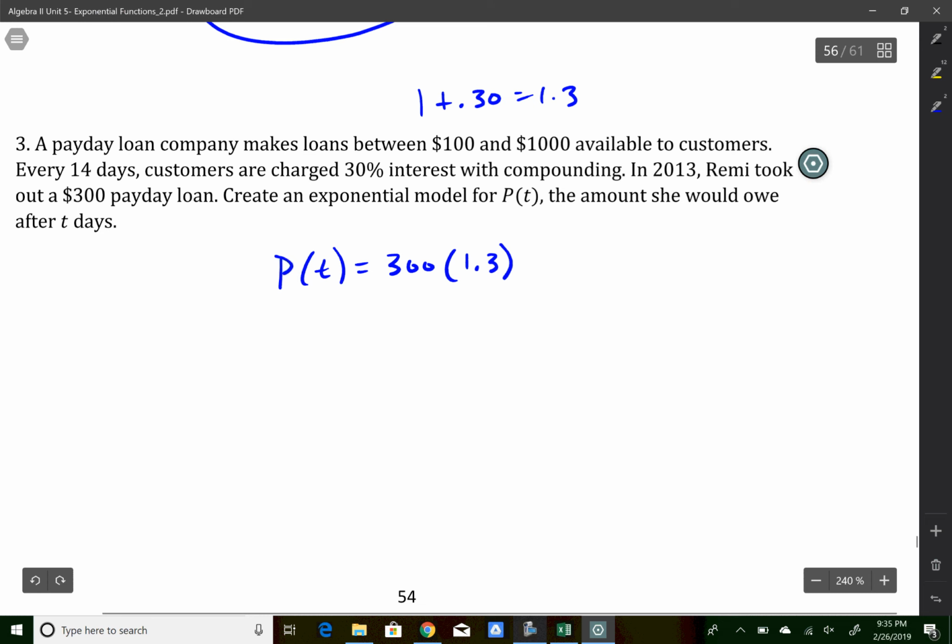And then the exponent, right? The exponent is going to be the number of days that they have this, so t, divided by 14, because that's when it's compounding. It's compounding every 14 days. And it doesn't ask us to do anything else, so that's it.